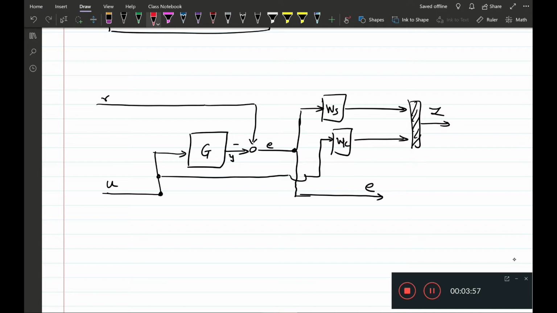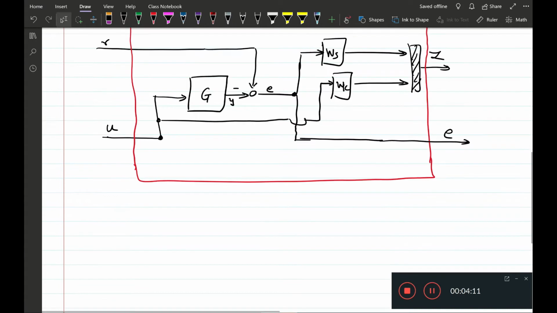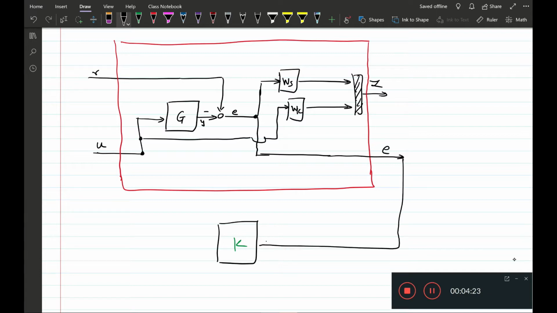So then the generalized plant would be this one. Let me bring the E outside, and now we are looking for a controller K that measures the error and exerts U on the plant. So this is the generalized plant for this. By this time you should be familiar with this, and you should find this quite straightforward.